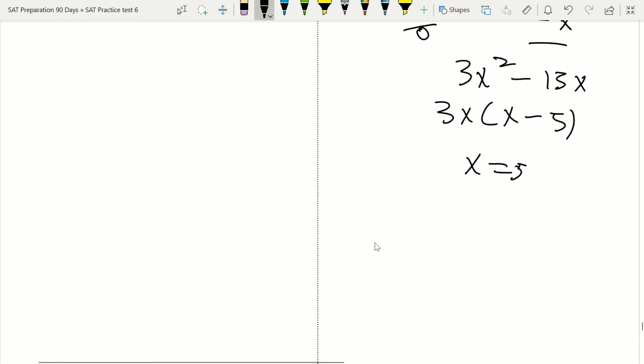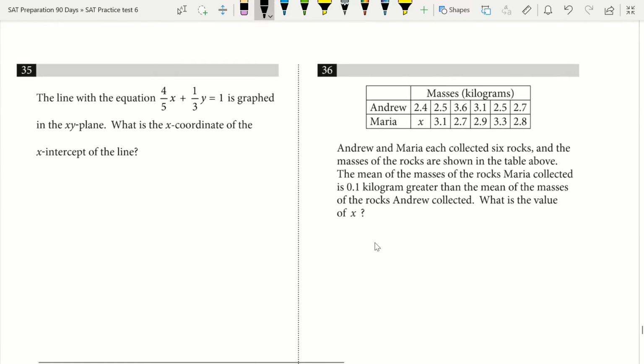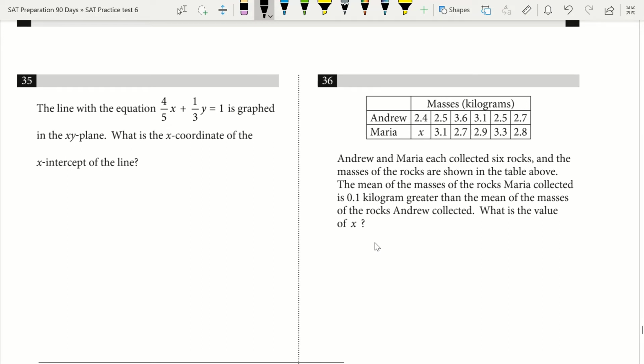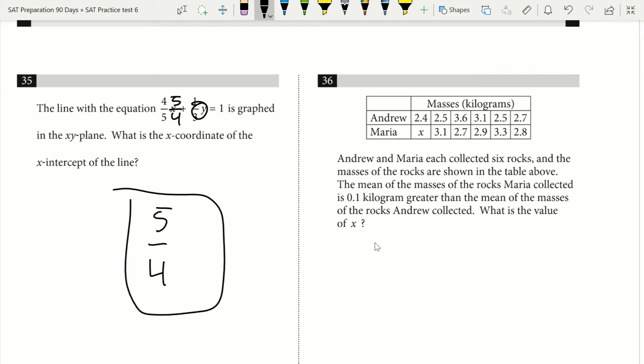All right, now we've got question 35. Keep in mind that this is kind of like the last one, and then we take a look at 36 through 38. The line with the equation 4/5 x plus 1/3 y equals 1 is graphed in the xy-plane. What is the x-coordinate of the x-intercept of the line? All right, well, my x-intercept is where y equals 0, so I can plug in a 0 there. 4/5 x equals 1. I know I have to multiply by my reciprocal. Therefore, x is going to have to equal 5 over 4. Okay, so 5 over 4 will be my answer for 35.